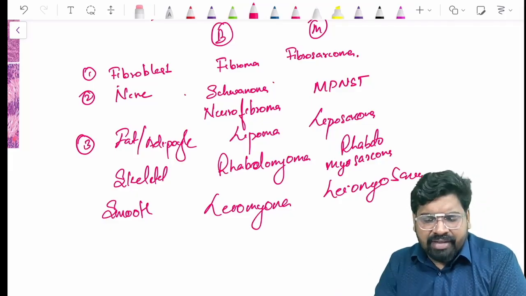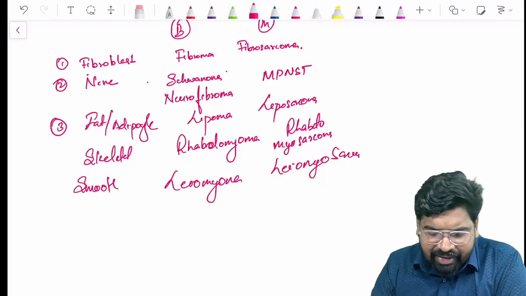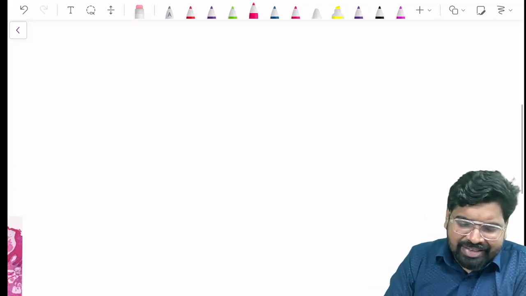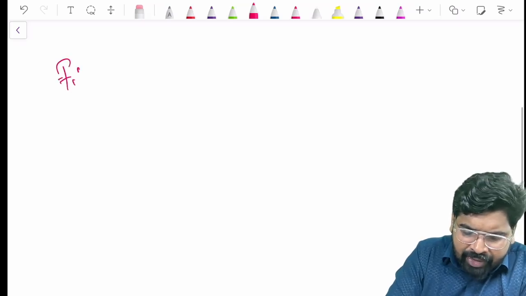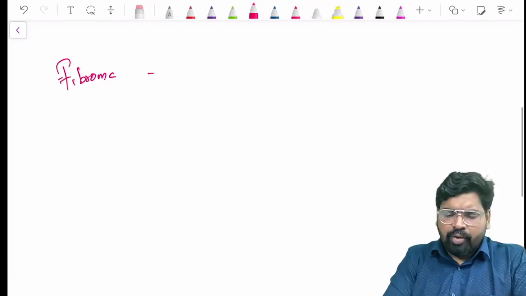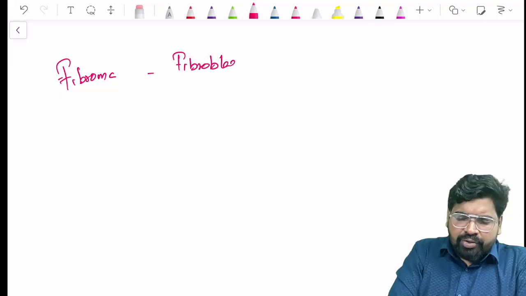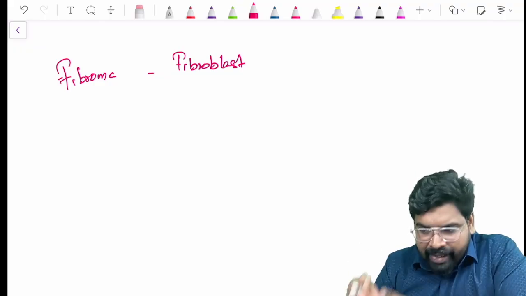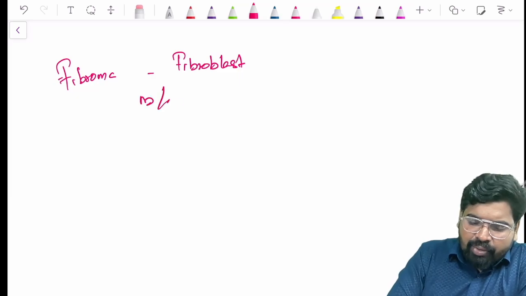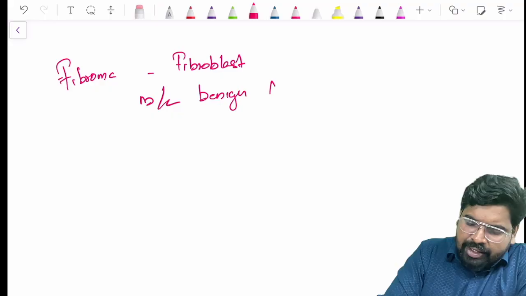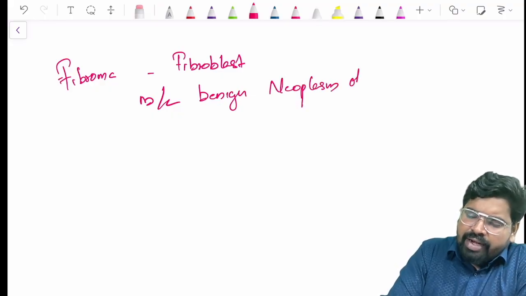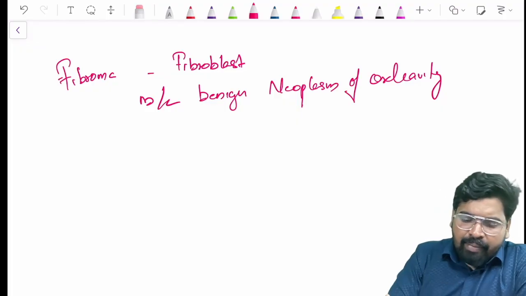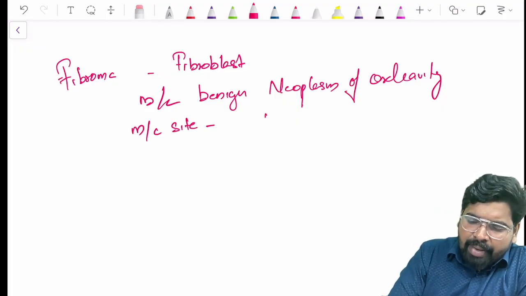These are certain examples of your soft tissue tumors. Now let's see what you should learn as basics in soft tissue tumors, for example, what they can ask you from a fibroma. Fibroma originates from the fibroblast, but you should know certain facts about it. It is the most common benign neoplasm of your oral cavity. If they ask you which is the most common benign neoplasm of the oral cavity, it is fibroma, and the most common site of occurrence is the buccal mucosa.